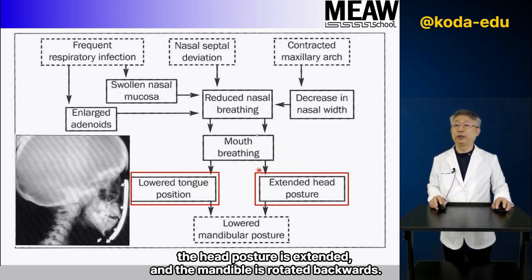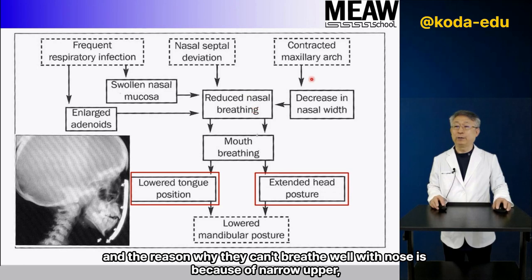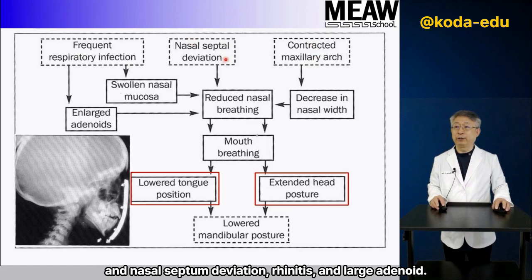The head posture is extended, and the mandible is rotated backwards. The reason why patients open their mouth is because they can't breathe well with the nose. And the reason why they can't breathe well with the nose is because of a narrow upper airway, nasal septum deviation, rhinitis, and large adenoid.